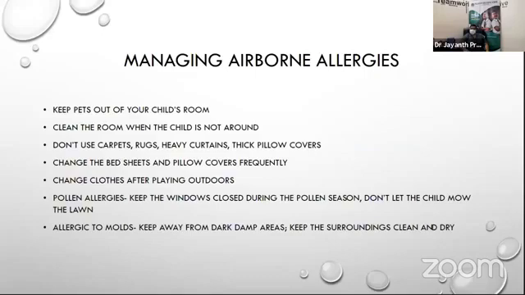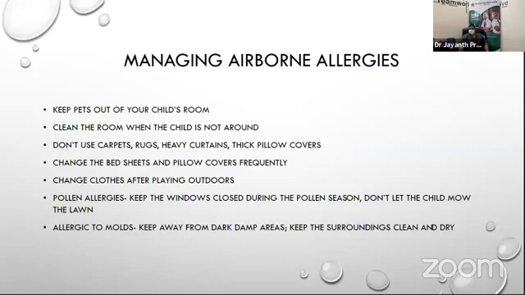The children should change their clothes after playing outdoors so that they do not carry outside allergens. Some kids who have pollen allergies, the window should be closed during the pollen season. And the child should not be allowed to mow the lawn because the pollen will rise in the air.